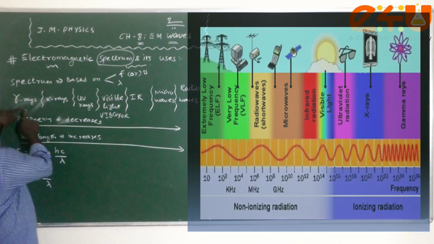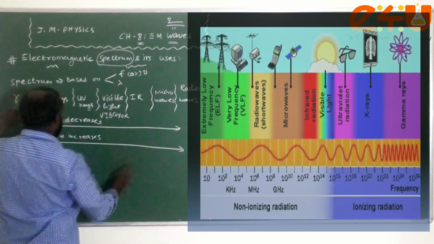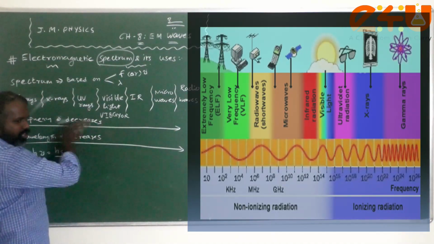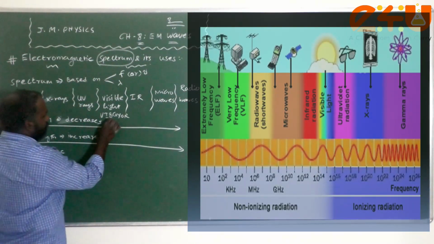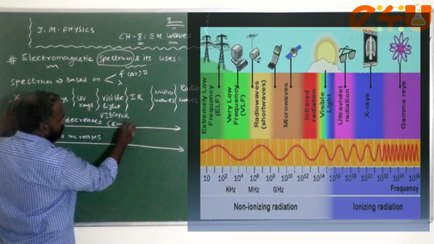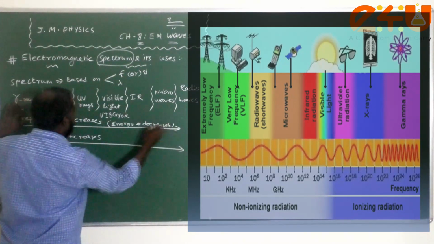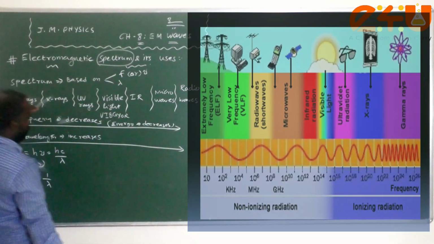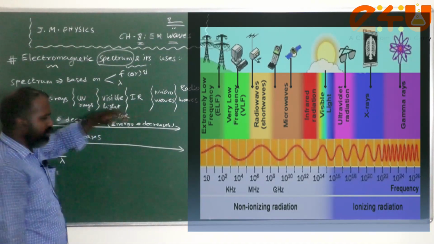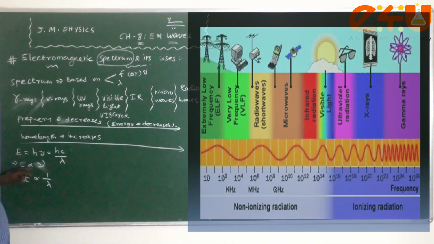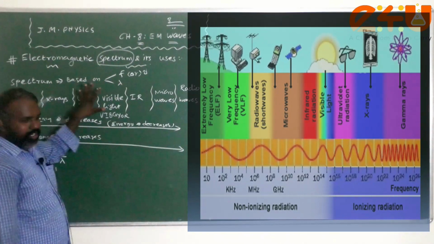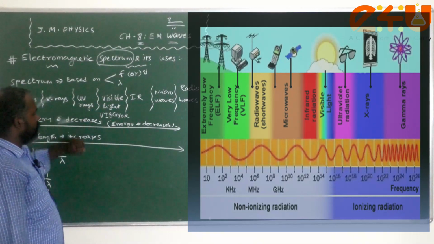Therefore, when moving from gamma rays to radio waves, energy also decreases. When the frequency decreases, obviously the energy of the radiation also decreases because of this relation. So this is a very brief introduction to the electromagnetic spectrum.